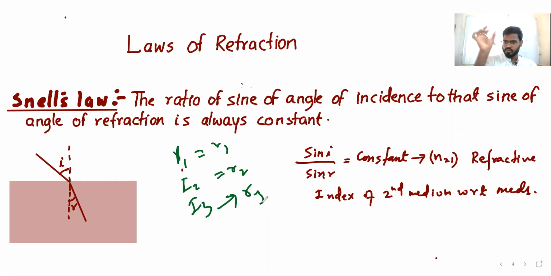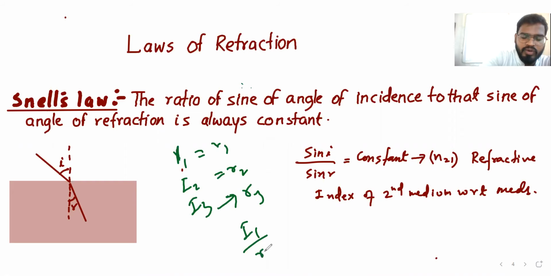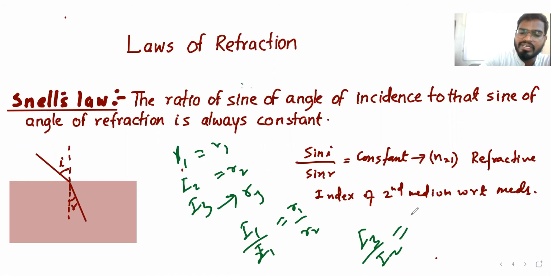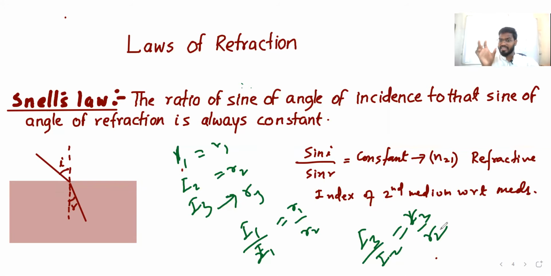Suppose it is 2, 2, 2 everywhere. It is like this: I1 by I2 is equal to R1 by R2, and I3 by I2 is equal to R3 by R2. If you see the ratio there, it is going to be the same. So if the ratios are the same, then we can say it is always constant.